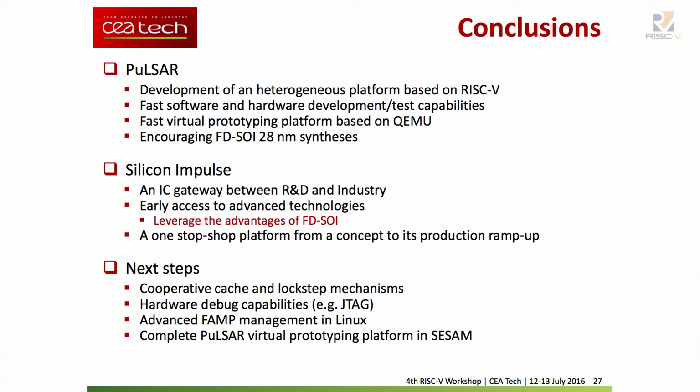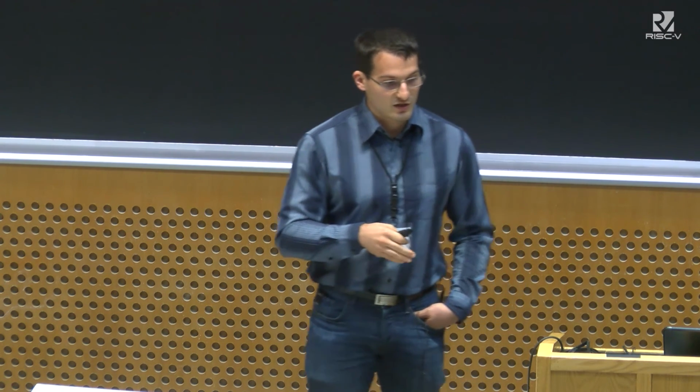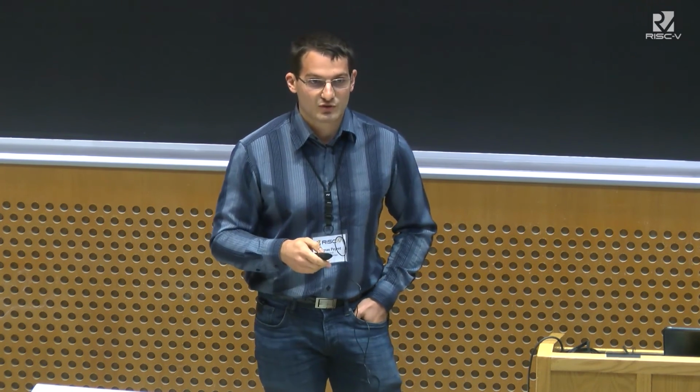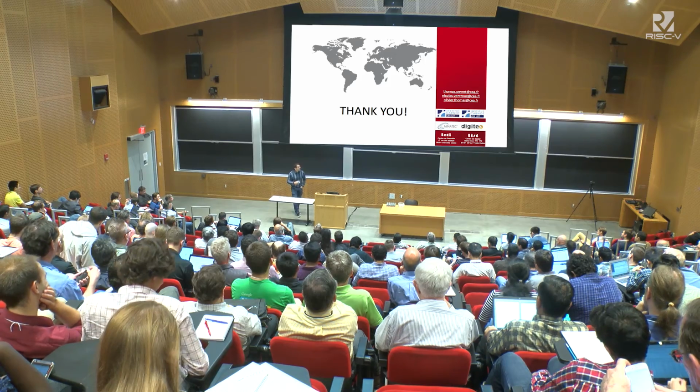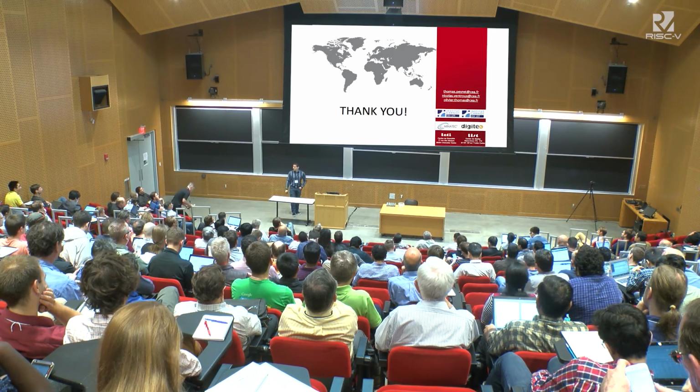To conclude, I would say that with Pulsar, we have developed a heterogeneous platform based on RISC-V. We have developed a fast way to test it, and we have encouraging results. The cyclical impulse helps other projects to make real chips, and our next step will be to implement the cooperative caches, the last steps, and continue our work on the virtual prototyping platform. Thank you for your attention, and if you have any questions.